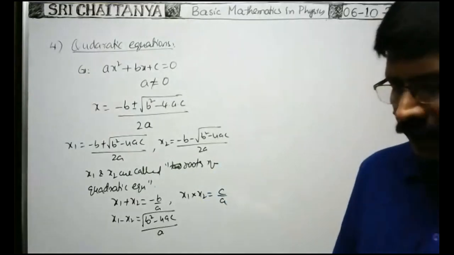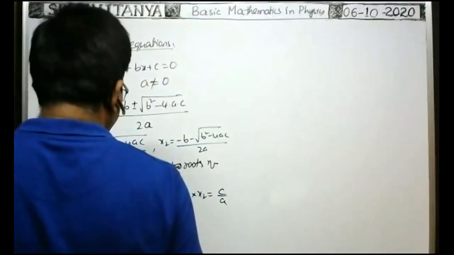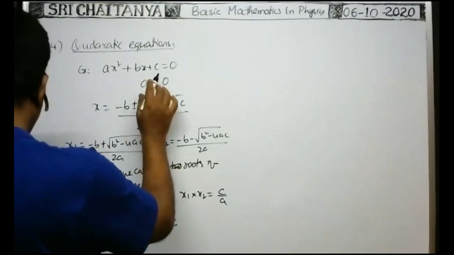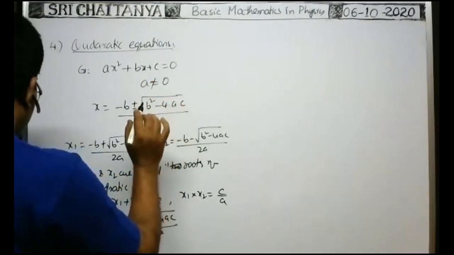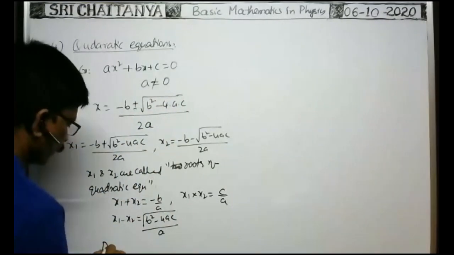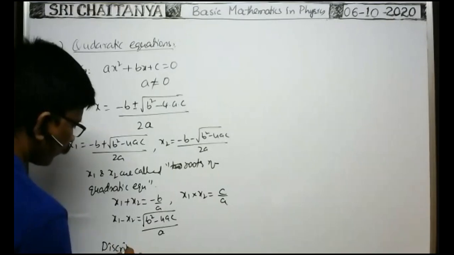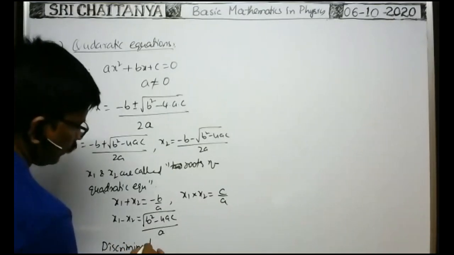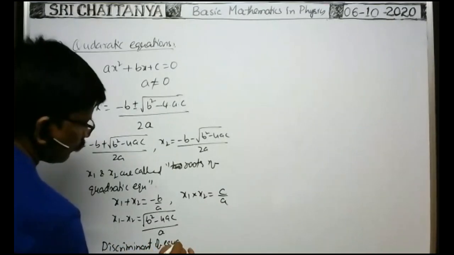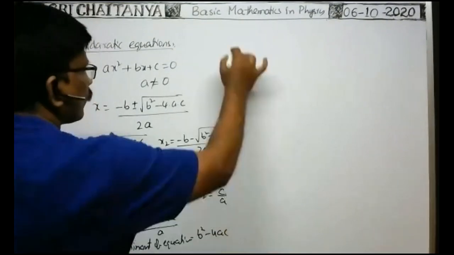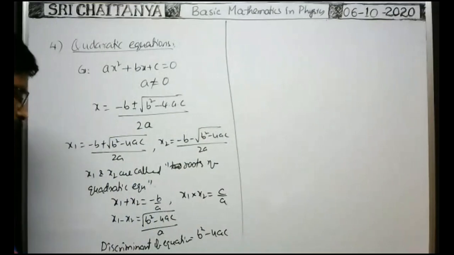Next, the discriminant of the equation. Here this b square minus 4ac is there, no? That is called the discriminant of the equation. Discriminant of the equation is equal to b square minus 4ac. This is about the quadratic equation.